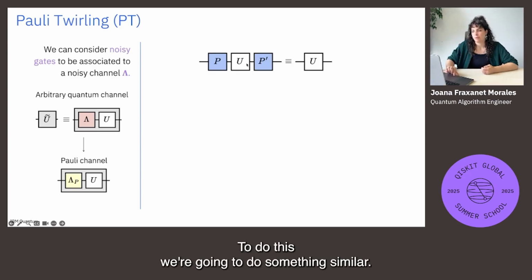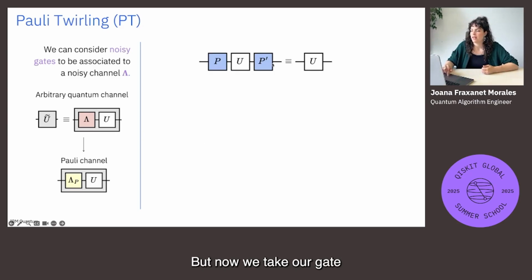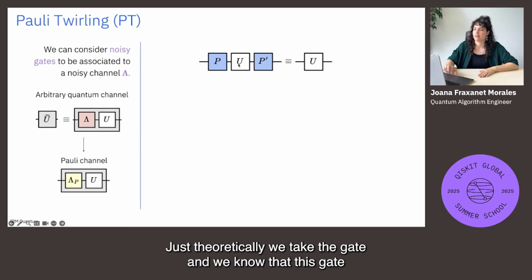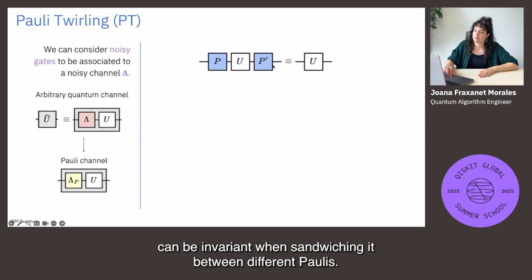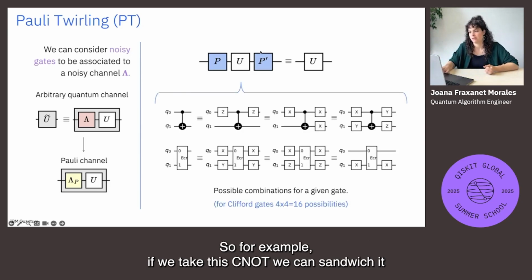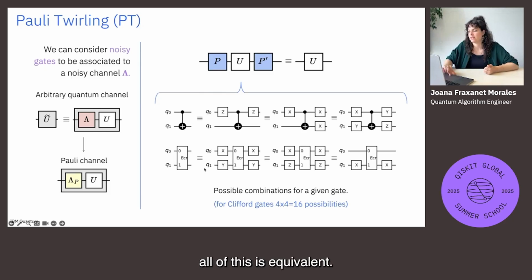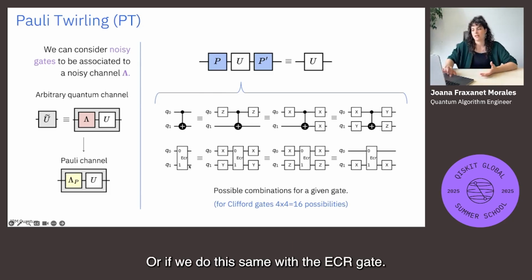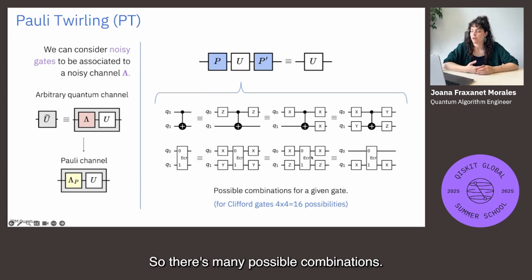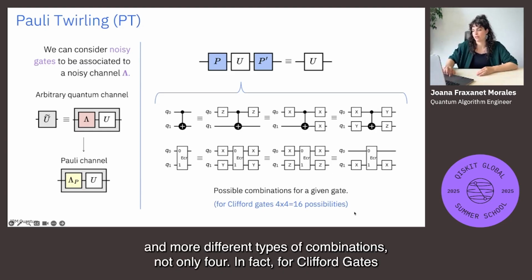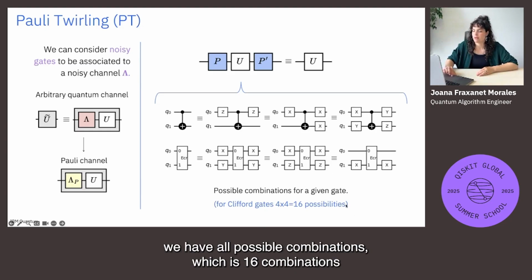To do this, we're going to do something similar, but now we take our gate, and this is the gate without noise, just theoretically, and we know that this gate can be invariant when sandwiching it between different Paulis. So for example, if we take this CNOT, we can sandwich it between Z and Z, but also between X and X on both sides, etc. All of this is equivalent. Or if we do the same with the ECR gate. So there are many possible combinations, and here we want to take different Paulis to have more different types of combinations, not only 4. In fact, for Clifford gates, we have all possible combinations, which is 16 combinations.